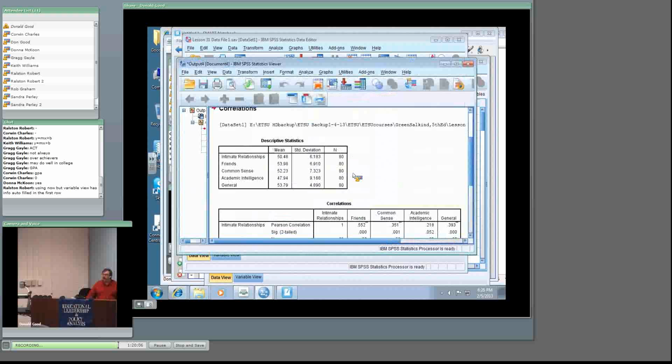Okay, here are the means and standard deviations for each of the 5 variables. The intimate variable had a mean of 50, standard deviation of 6 something. Friends had a mean of 53. So that means they're more confident with friends than in intimate relationships. I don't know if that's a significant difference or not, but it's a little higher. So we typically report means and standard deviations.